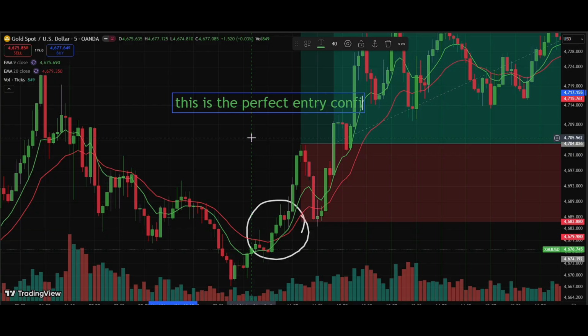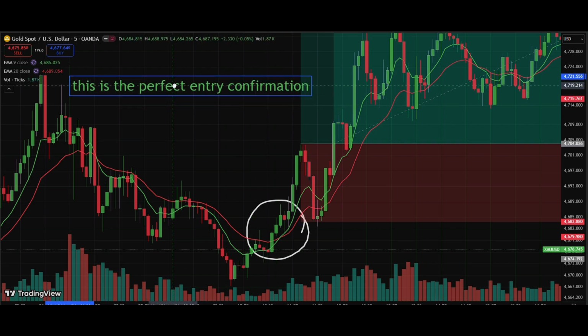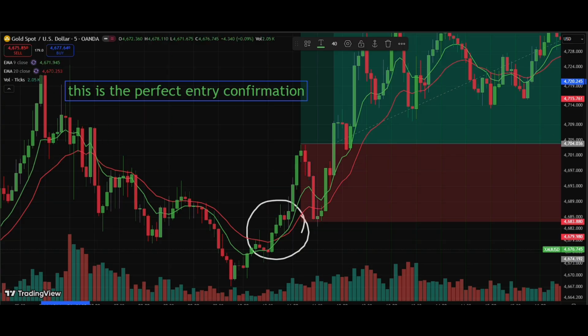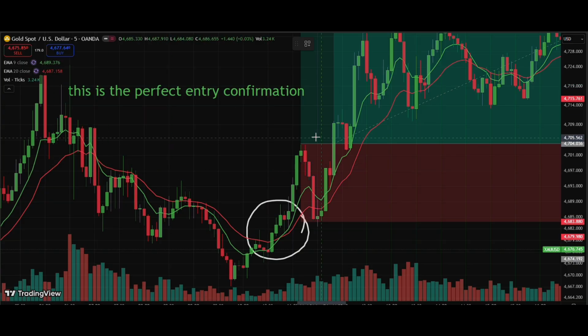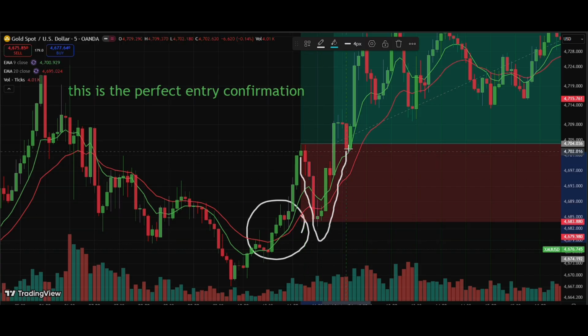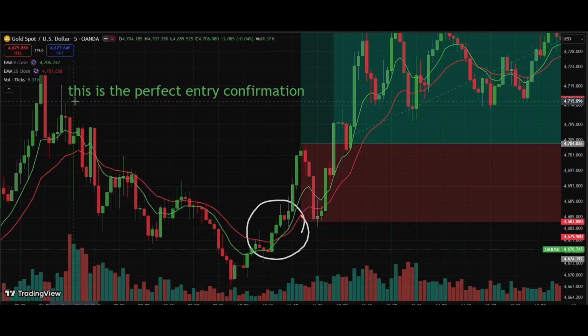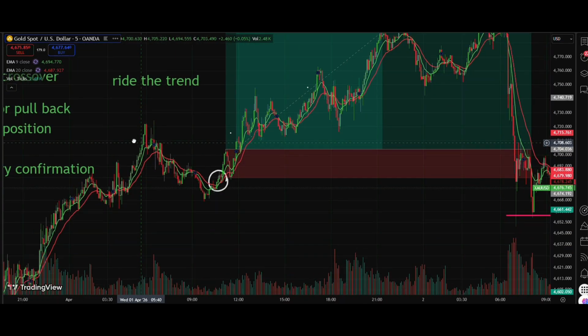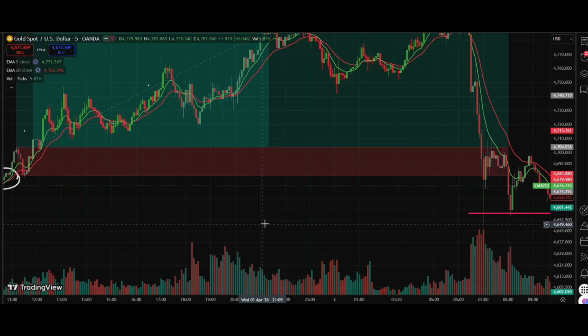Step 5, entry, stop, target. Entry, close of the confirmation candle, or open of the very next candle. Stop loss, below the swing low that tested the EMA zone, that wick. That's the line. If price goes below it, the setup is invalid. You're out, no negotiation, no let me give it more room. Out. Target, minimum 1-2 risk to reward.